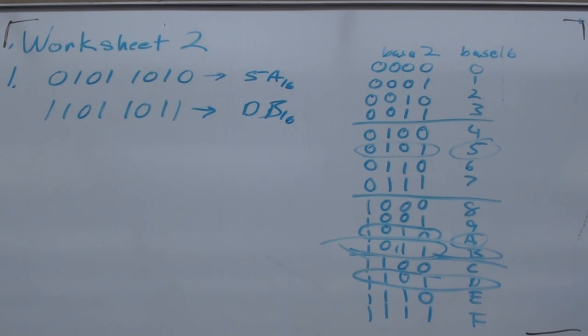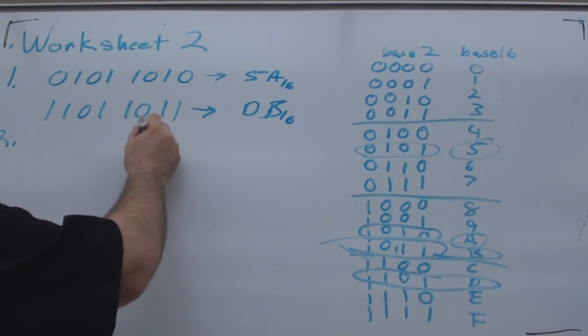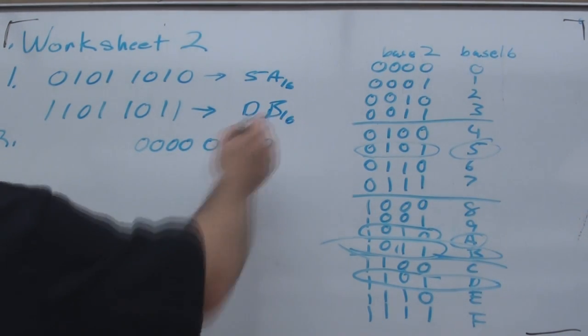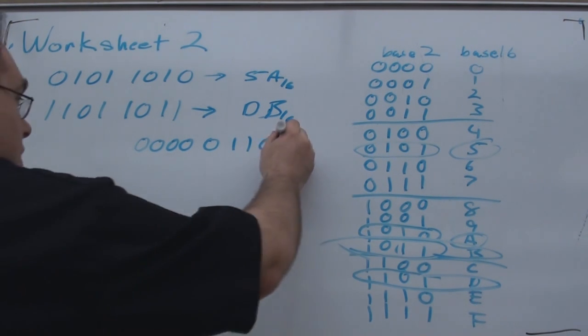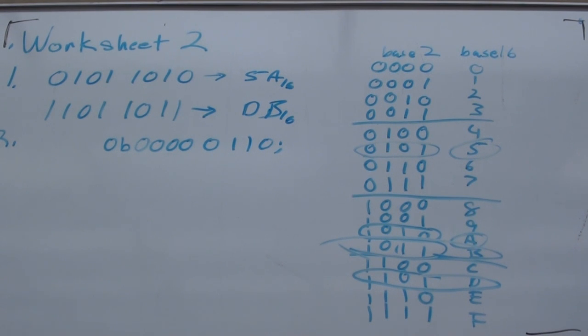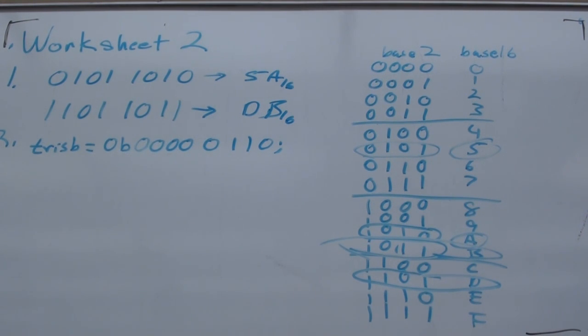So number 2: one line of C code to set pins RB1 and RB2 as inputs, and all other pins as outputs. There's 8 bits, and the most significant bit is 7. So we want 7, 6, 5, 4, 3 to be outputs, 2 and 1 to be inputs, and 0 to be an output. If we want to represent this as binary, 0b, and since it's port B, it's the TRIS register: TRISB equals 0b00000110.